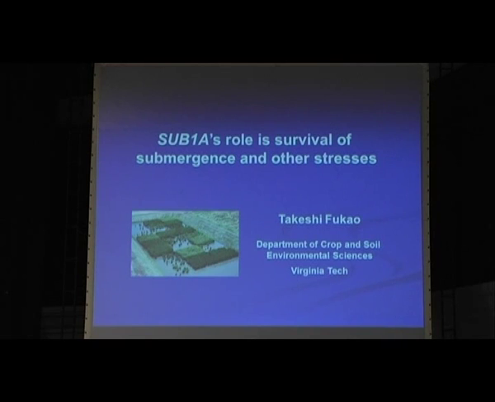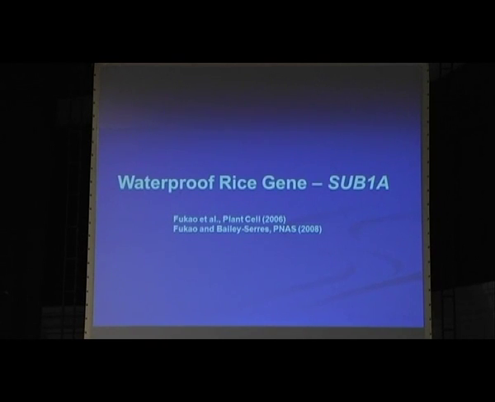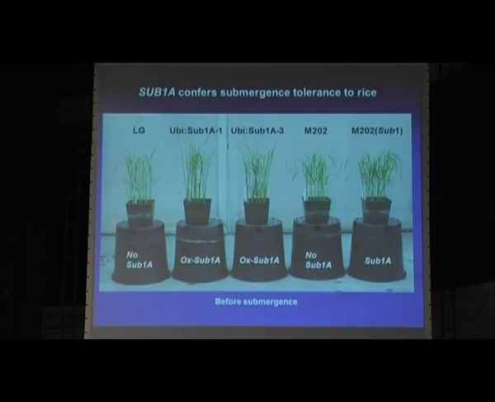We have been working on the molecular and physiological mechanisms which underlie submergence tolerance in rice. We primarily focus on the function of SUB1A in rice. First of all, I'd like to show the physiological function of SUB1A. As you may know, there is a very strong gene which increases submergence tolerance in rice called SUB1A. Using this slide, I'm going to show the effect of the gene.